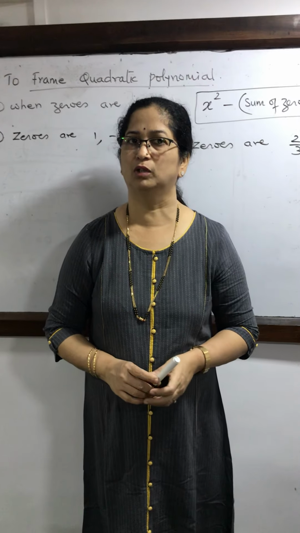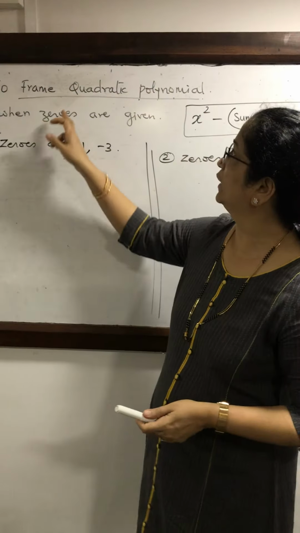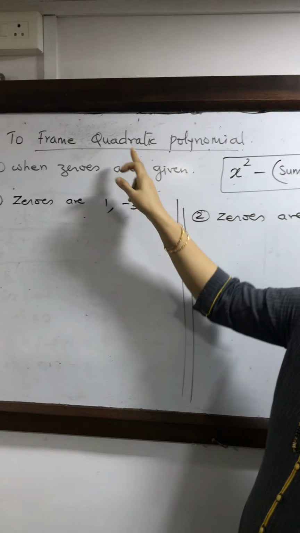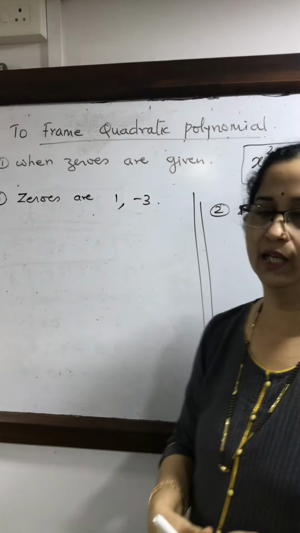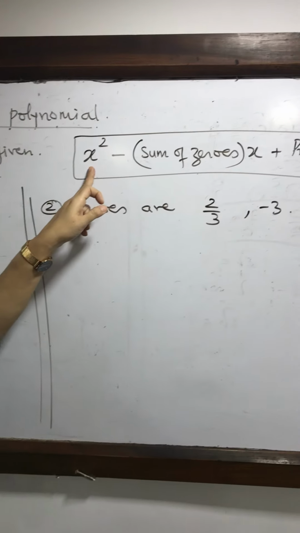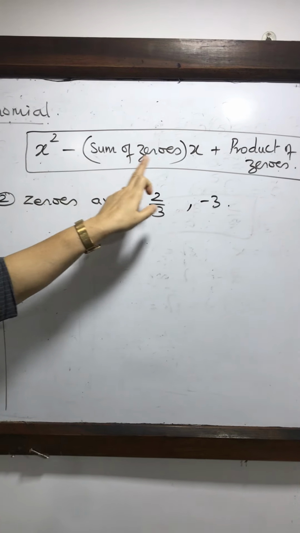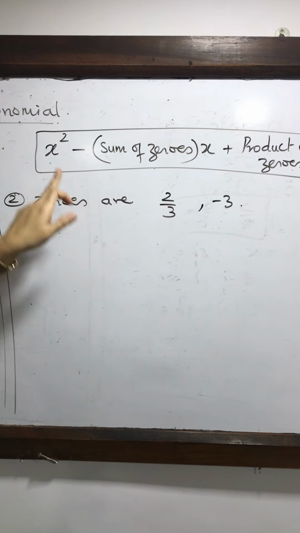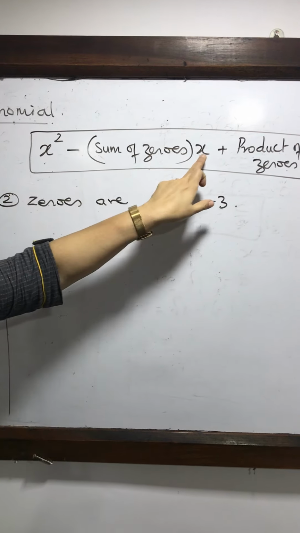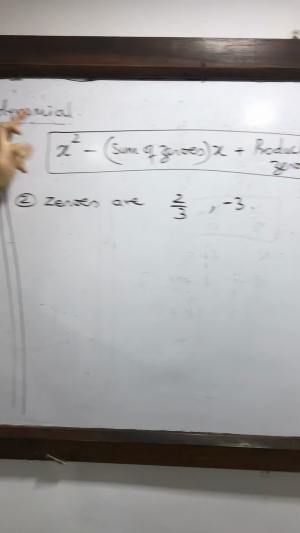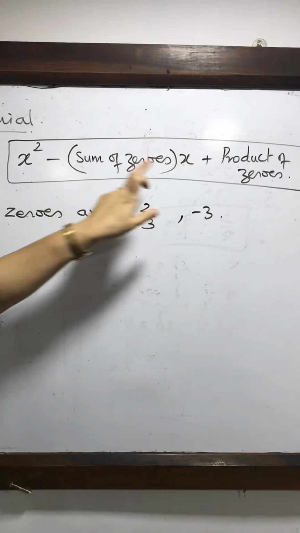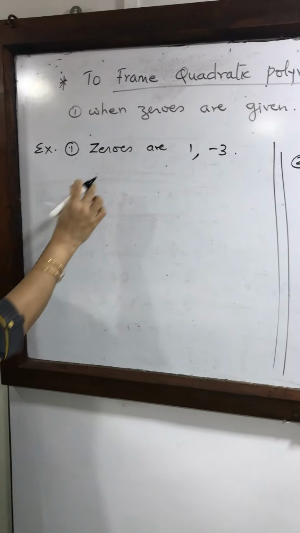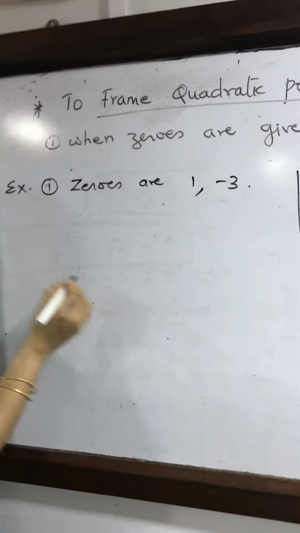Today we will learn about framing of quadratic polynomials when the zeros are given. To frame a quadratic polynomial, we have to use the formula x square minus sum of the zeros into x plus product of the zeros. If we replace the variable x with y, then that becomes a polynomial in y. So I am going to stick to the variable x.